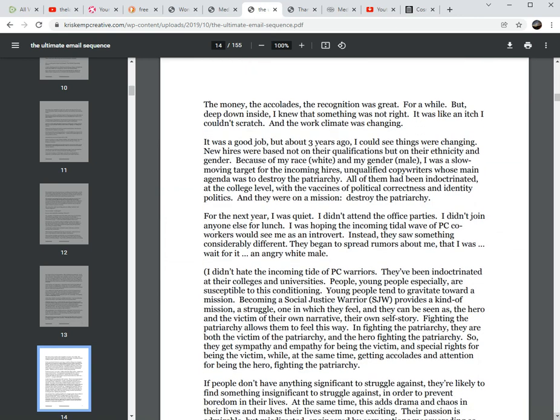The money, the accolades, the attention was great for a while. But deep down inside, I knew that something was not right. It was like an itch I couldn't scratch, and the work climate was changing. It was a good job, but about 3 years ago, I could see things were changing. New hires were based not on their qualifications, but on their ethnicity and gender.